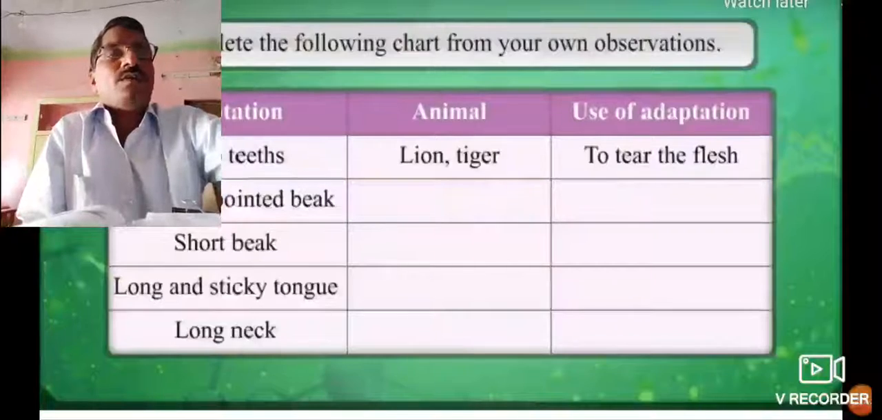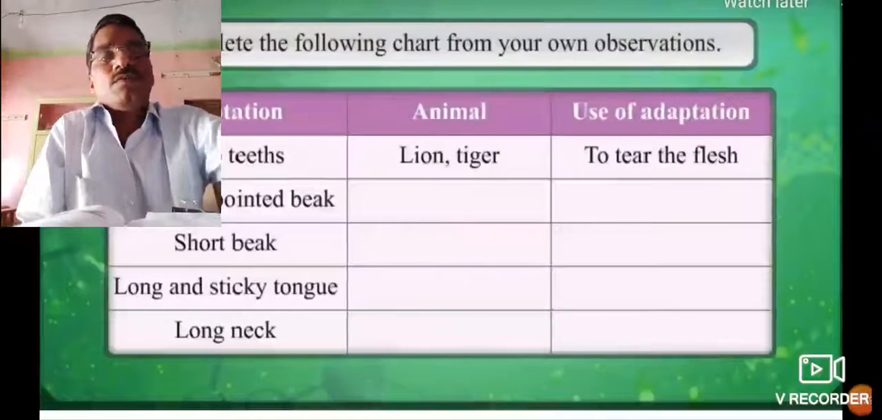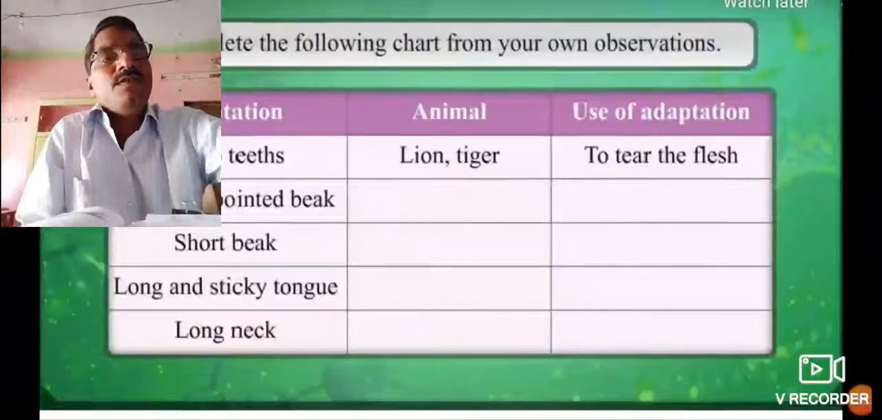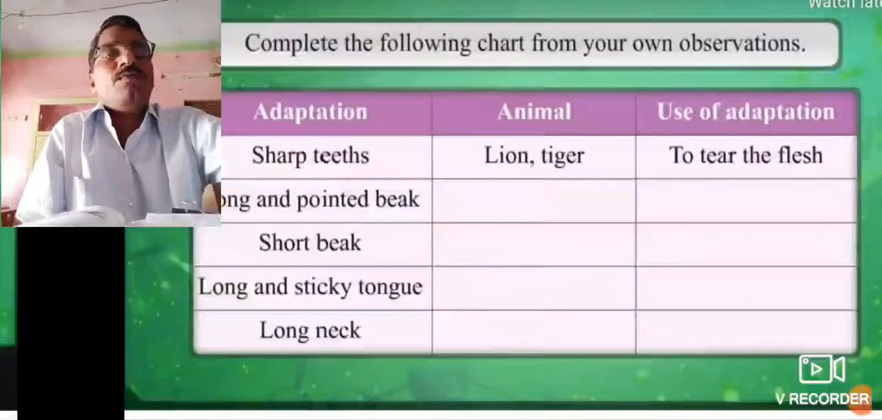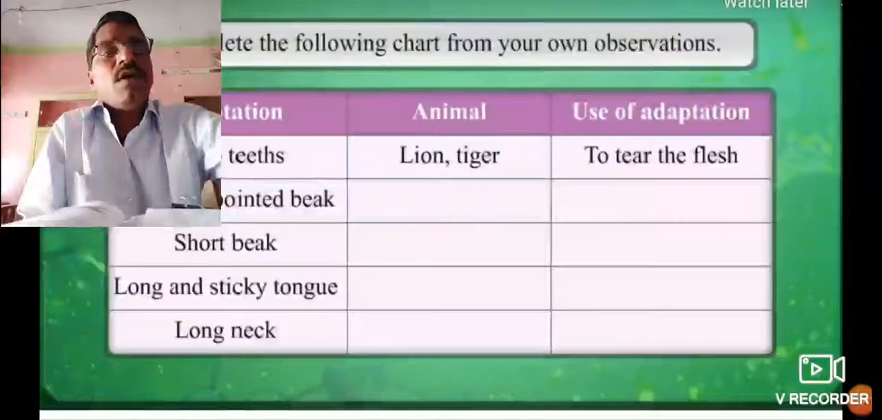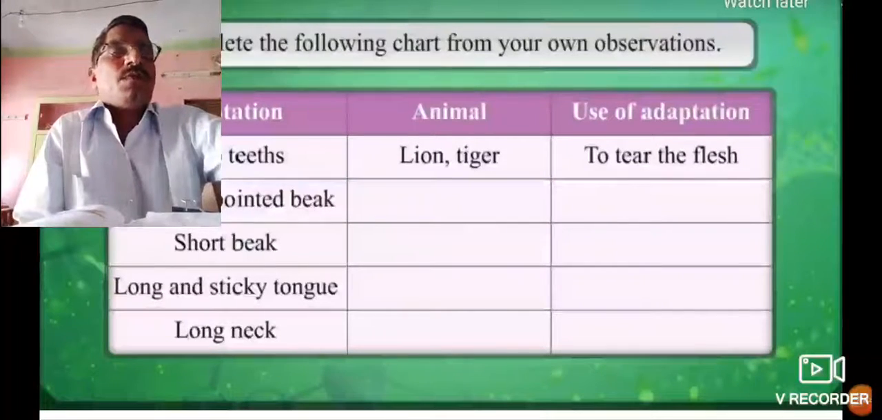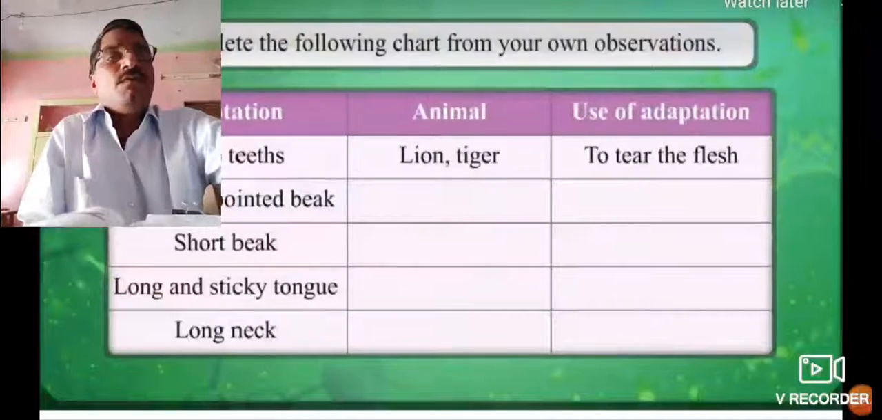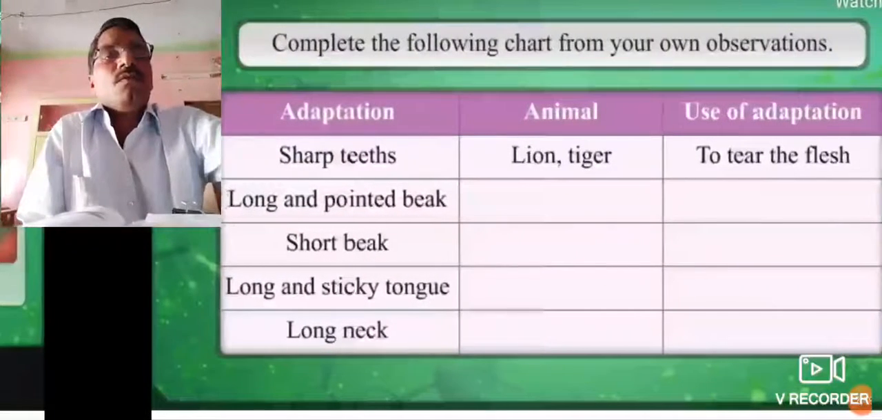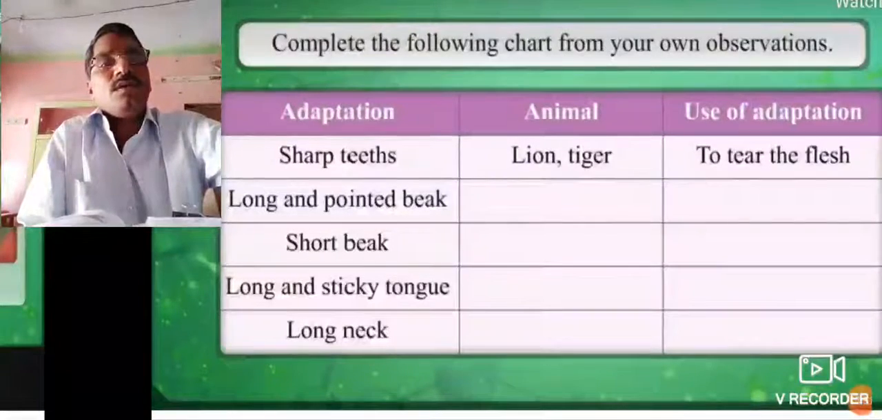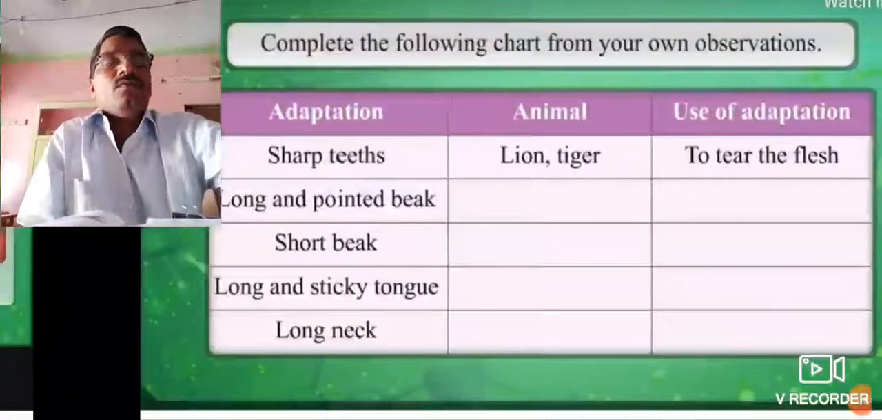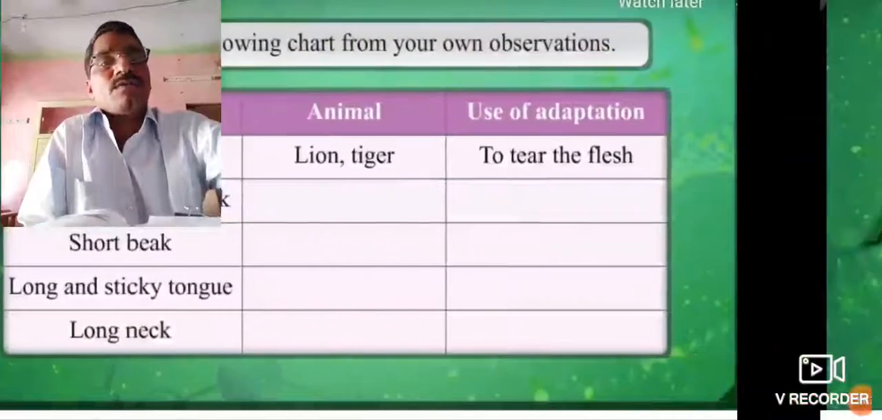Complete the following chart with your own observation, dear students: adaptation, animals, use of adaptation. Now, adaptation: sharp teeth, in animals like lion and tiger, used to tear the flesh. Adaptation: long and pointed beak. Another adaptation: short beak. Another adaptation: long and sticky tongue and long neck. Students, complete these charts.